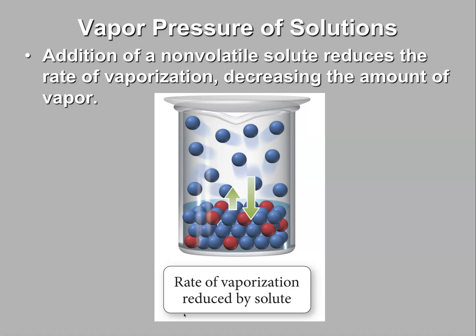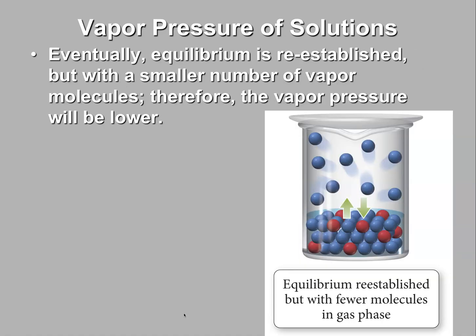This is where IMFs continue to affect what's going on. So we can look at it from the perspective of the type of IMF, how similar or dissimilar the IMFs are between solute and solvent, which can help explain what is happening with vapor pressure. So as you add a solute and make a solution, eventually equilibrium is going to be reestablished, but with a smaller number of vapor molecules, therefore vapor pressure will be lowered.